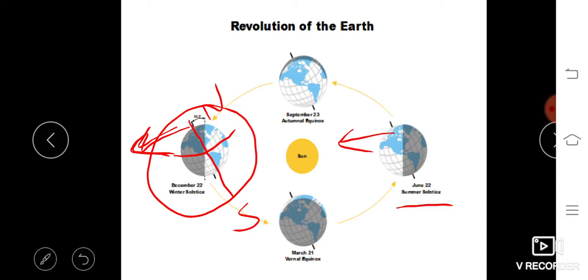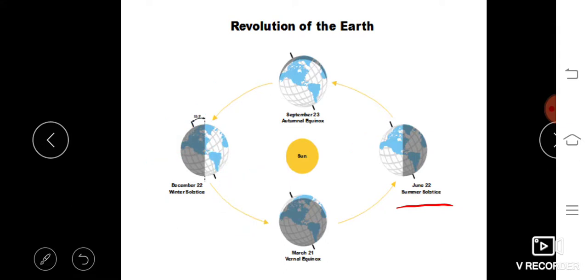The direct sun rays will fall on Tropic of Capricorn, and at this time there is summer season in the southern hemisphere, and the days will be longer and nights shorter in the southern hemisphere. But what will happen in the northern hemisphere? In the northern hemisphere there will be winter season and nights will be longer and days shorter. This position is called winter solstice.